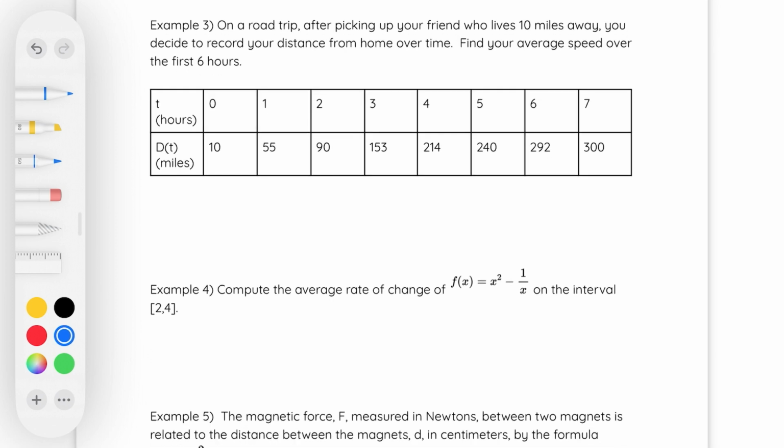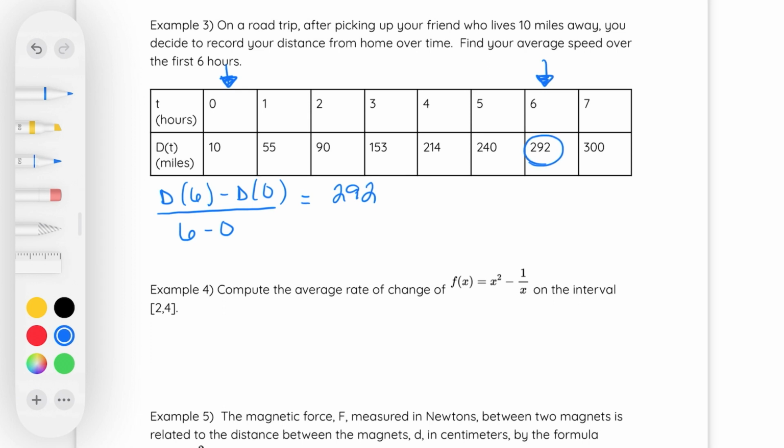On a road trip, after picking up your friend who lives 10 miles away, you decide to record your distance from home over time. Find your average speed over the first 6 hours. So we want to go from starting at 0 to 6 hours here. And we're looking for the average speed, so we're going to have miles over hours. Thus, I'll have d of 6 minus d of 0 over the number of hours, 6 minus 0 hours.